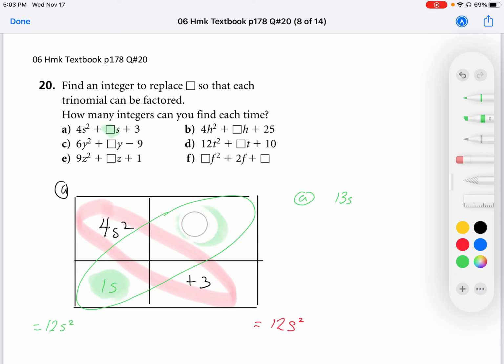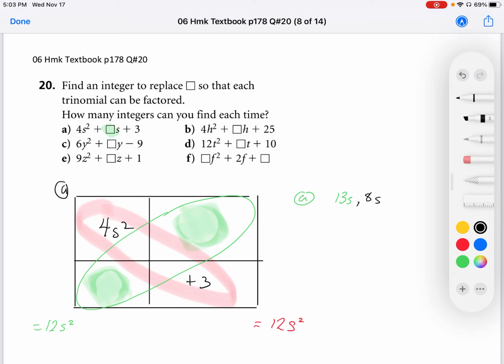So I'm just going to clear that out here. Those areas in here could still be equal to some other terms. To get 12s squared, it didn't have to be 1 times 12. It could have been 2s times 6s. And that would give us a middle term of 8s. So that would add together to give us a middle term of 8s, and I'm going to put it in here.